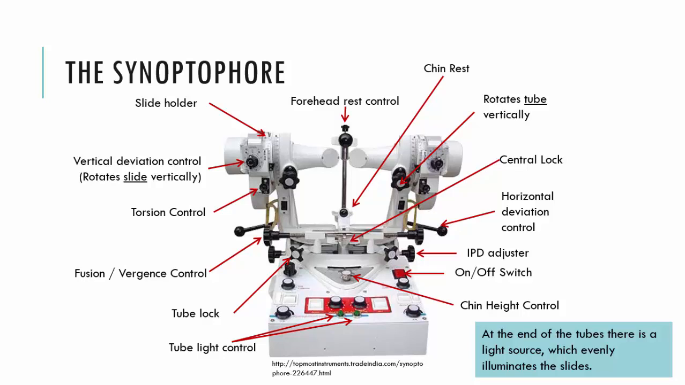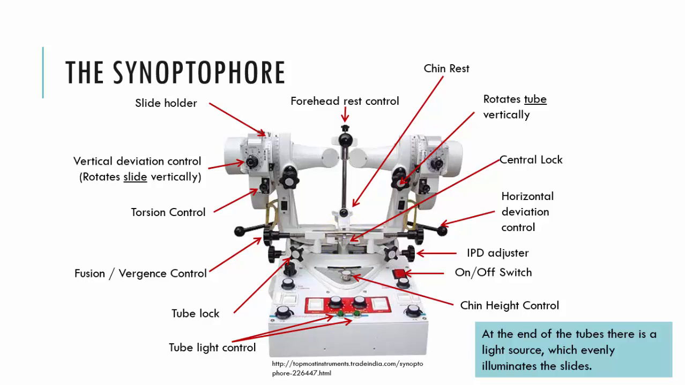Okay, we also have here fusion vergence control. So this here makes the tubes converge and diverge, which will force your patient to converge and diverge. And so it allows you to measure fusional convergence and fusional divergence. When you're assessing fusional vergences with the Synoptophore, you need to ensure that the central lock is on. Can't really see it very well here, but there's a central lock here that you'll become familiar with once you move into the prac room.